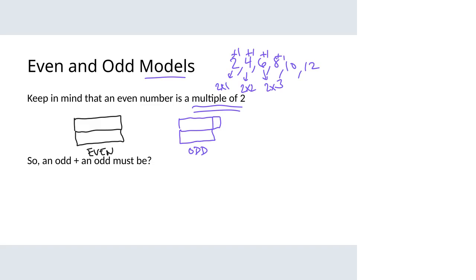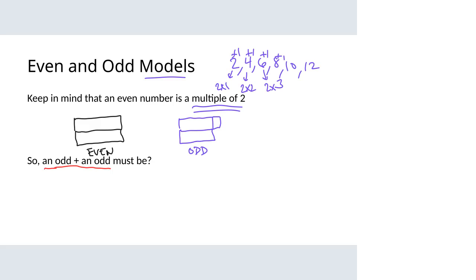With that in mind, if I were to add an odd plus an odd, what type of number does it have to be? An odd plus an odd has to be what? Okay, we got a whole lot of evens, some question marks. That's excellent because I think it's even, not 100% sure. There's a couple of ways you could answer this question of an odd plus an odd.